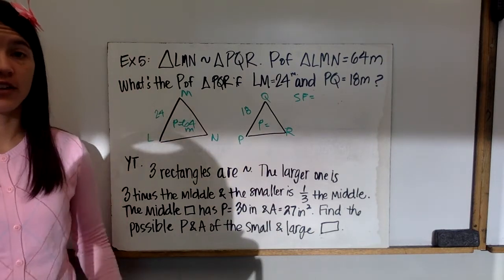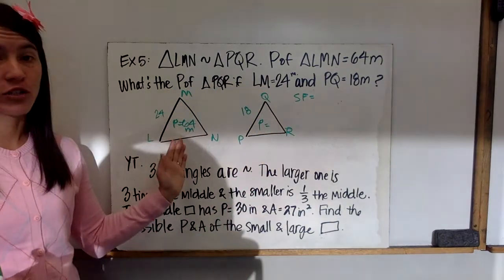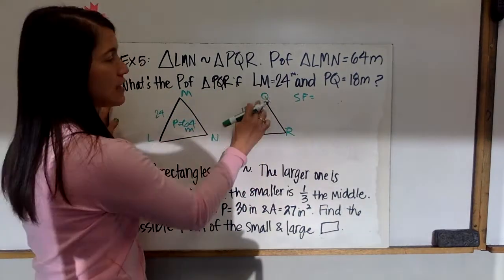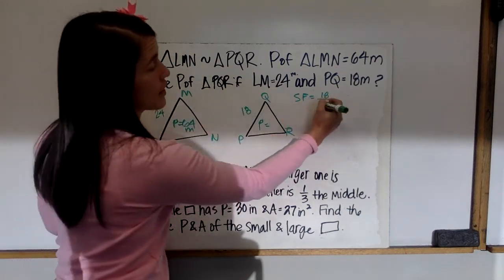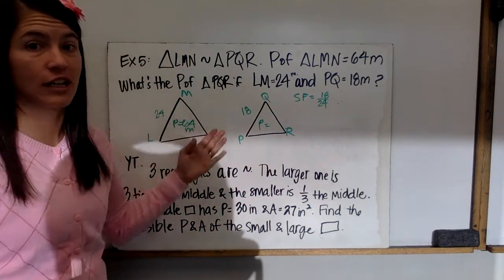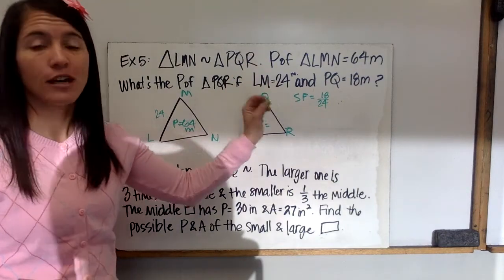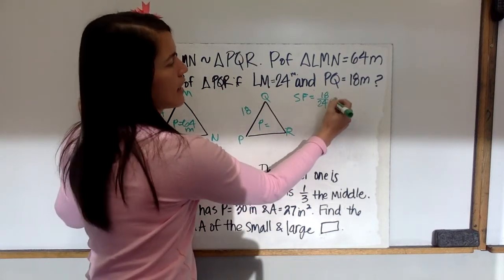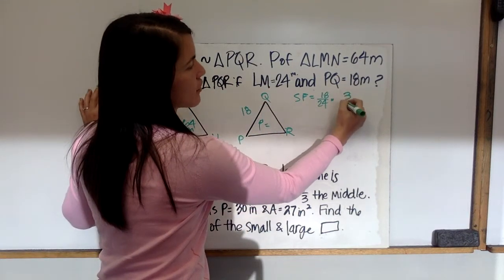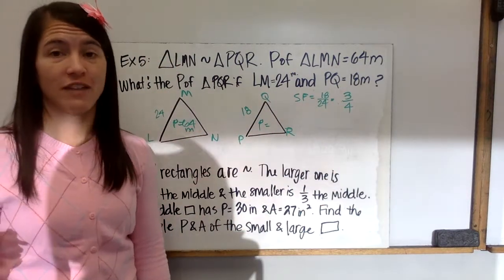To identify the scale factor, we need to set up a ratio of the dilated figure compared to the original. So my dilated side is 18 to 24. That's how you're going to find the scale factor. You're going to compare the new figure, the dilated figure, the image, compared to the pre-image. So I'm going to reduce this, and I can divide them both by 6, and I get 3/4. So my scale factor is 3/4. So that's part of it. We need to identify the scale factor.